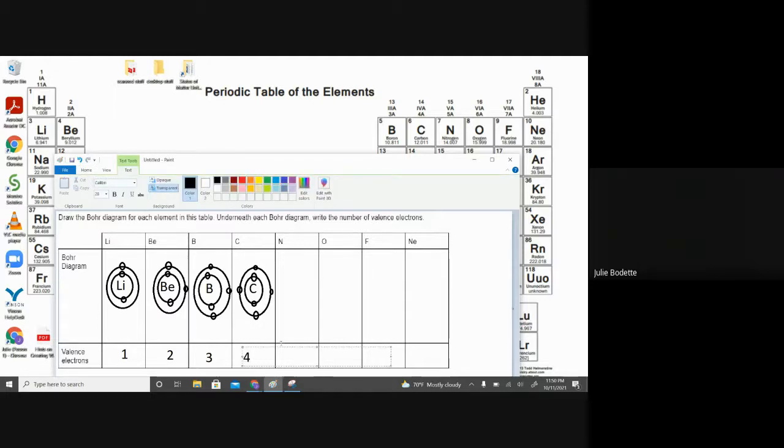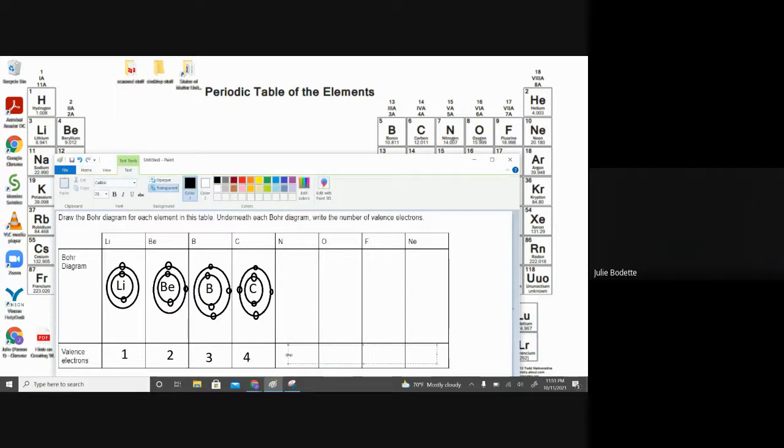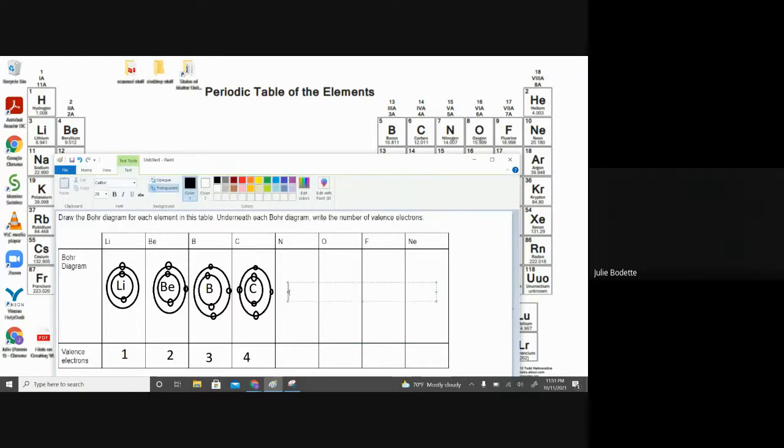So go ahead and look at this number of valence electrons, and you guys should notice a pattern. I want you guys to go ahead and predict the number of valence electrons that nitrogen is going to have based on this pattern. Go ahead, have your prediction, write it down if that helps you remember it, and we're going to see if you guys are right. So nitrogen has 7 electrons.